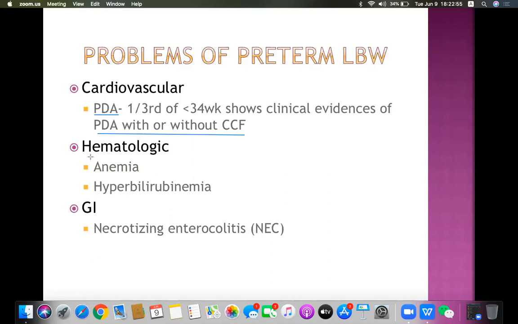Now, what about the hematological problems in the preterm low birth weight baby? They quickly suffer from anemia, and they also suffer from hyperbilirubinemia. Both are very common. And in the class on neonatal jaundice, I clearly told you that even with a much lower bilirubin level than a full-term baby, this baby can develop complications. So phototherapy and exchange blood transfusion should be done.